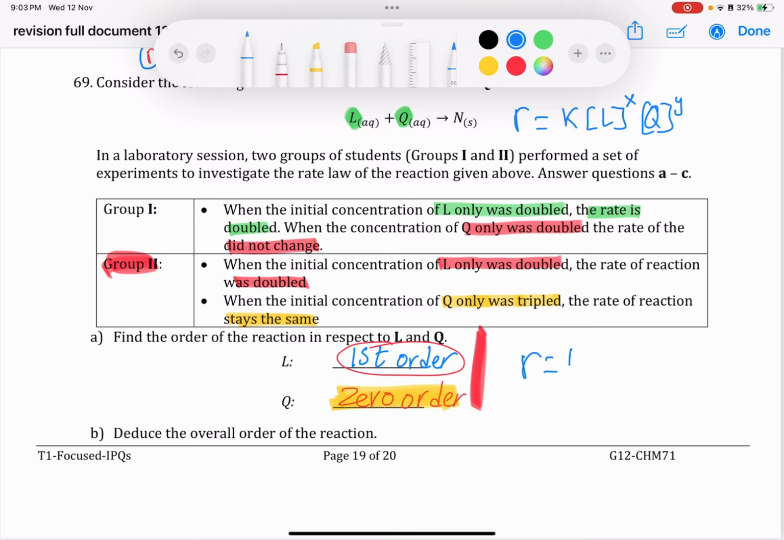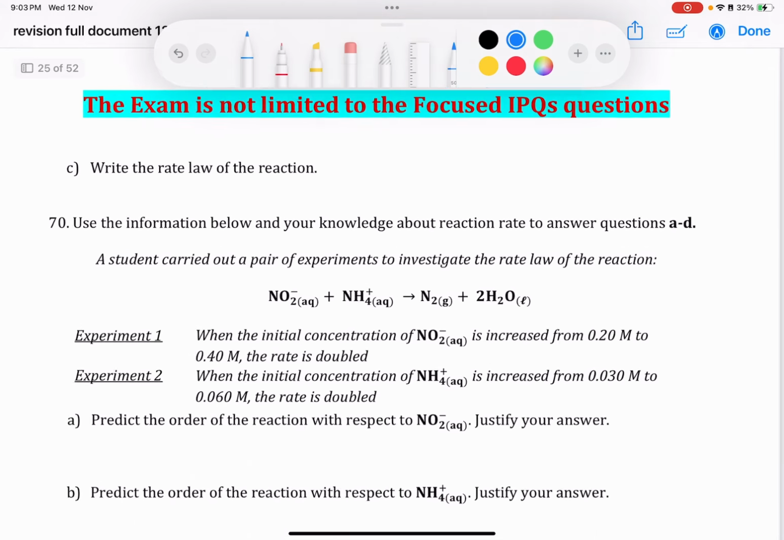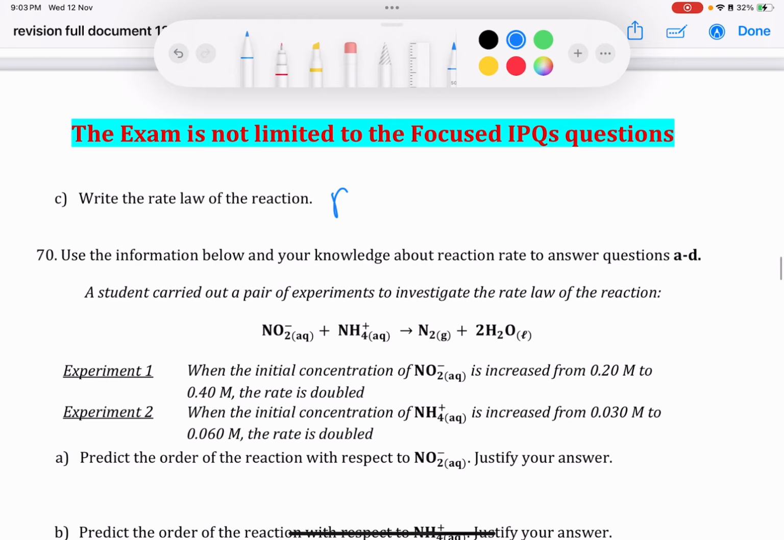Here's the final formula of the rate law of this equation: rate = k[L]. That's it. I don't have to put Q because Q is 0. And the overall, the total order is 1. So here I write the rate law, k[L].